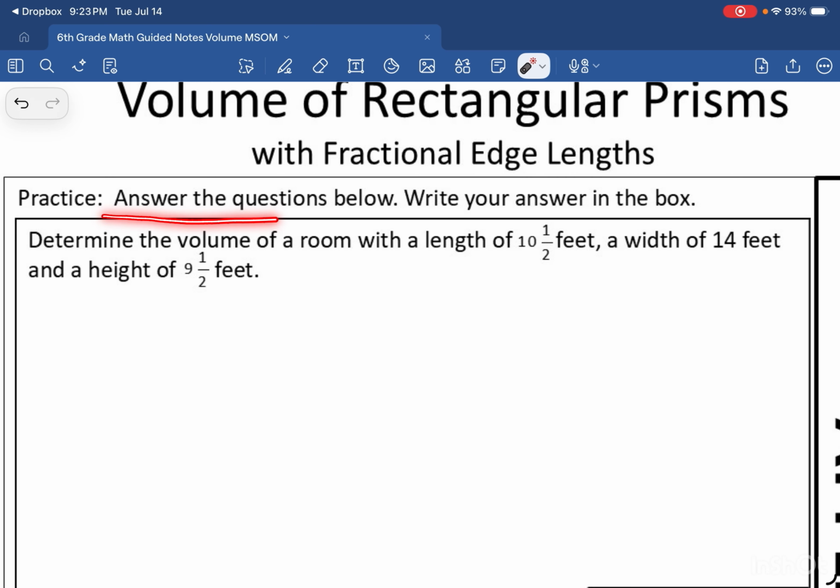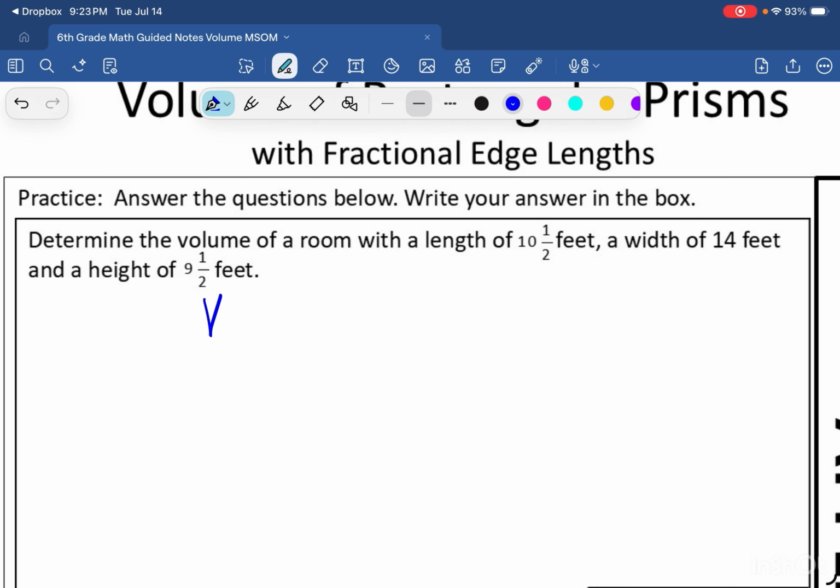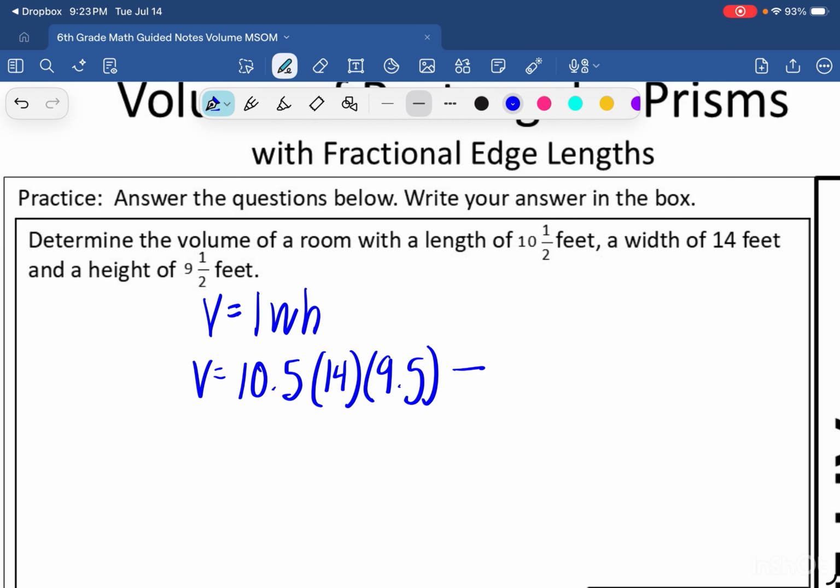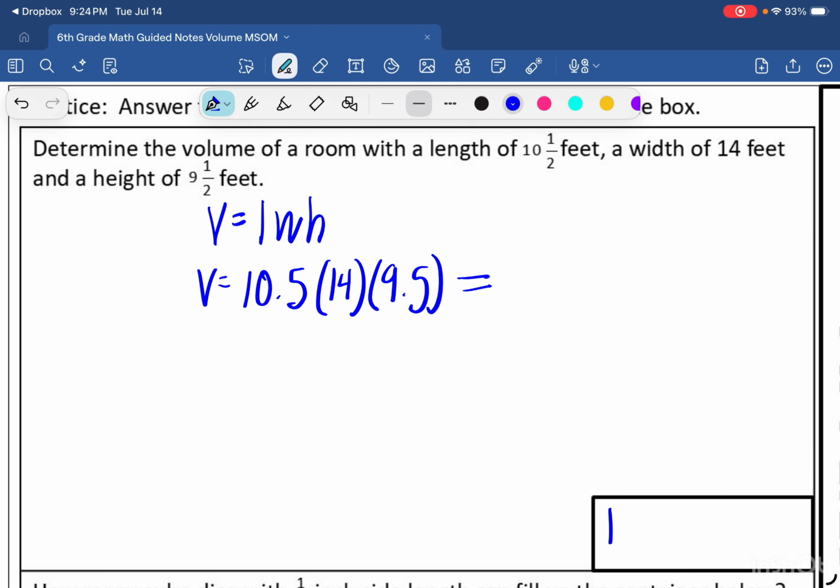Practice. Answer the questions below. Write your answer in the box. Determine the volume of a room with a length of 10.5 feet, a width of 14 feet, and a height of 9.5 feet. Now, if I were to do this problem, I'm just going to go ahead and use the formula volume equals length times width times height. And do you know what I'm going to do? Instead of keeping those numbers as fractions, I'm going to change them to decimals because they are easy decimals to work with. So I have 10.5, 14, and 9.5. I just need to multiply all those numbers together, and that gives me 1,396.5 feet cubed.